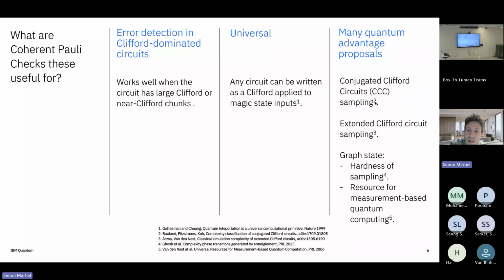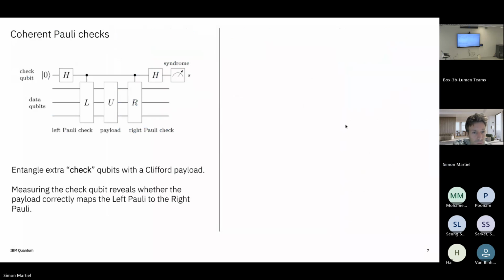So for instance, you can conjugate a Clifford circuit using arbitrary unitaries, and this is a hard sampling task. You can prepare graph states, which is a huge Clifford circuit, and then rotate the qubits in a random basis and measure. This is also hard. And you can also rely on the fact that highly entangled states are resources for measurement-based quantum computing, and use this fact to derive hardness of some sampling tasks.